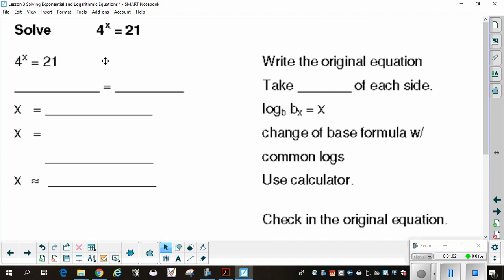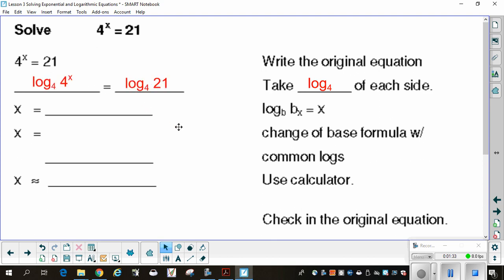Well, in Lesson 1, we learned we look for like bases. Well, 4 can be 4 to the first or 2 squared. But 21 is a prime number, so I can't do like bases. Therefore, I can't use the like bases in setting exponents equal to one another. What I'll have to do here is I've got the original equation, and I'm going to have to take the log base 4 of each side.